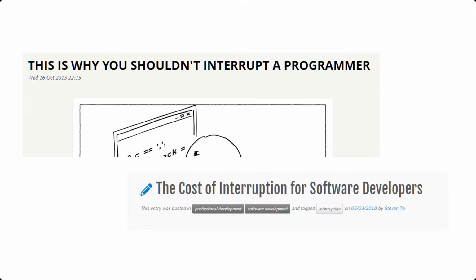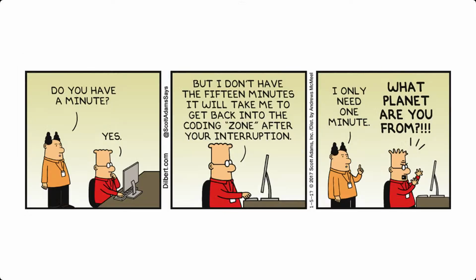I'm a software engineer, and over the years many different people have talked about not interrupting programmers and how that breaks their mental model, to the point where there was a Dilbert a few years ago that basically said, do you have a minute? I don't have the 15 minutes it would take to get back in the coding zone after your interruption. But I only need 1 minute. The thing is that that 1 minute interruption actually causes 15 or 16 minutes of interruption because of the loss of context.